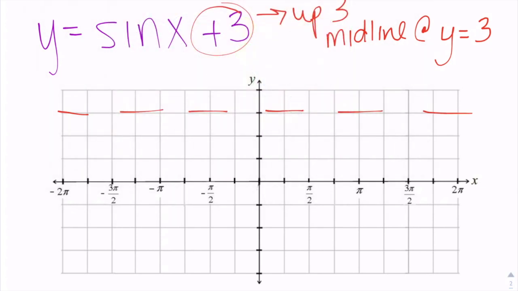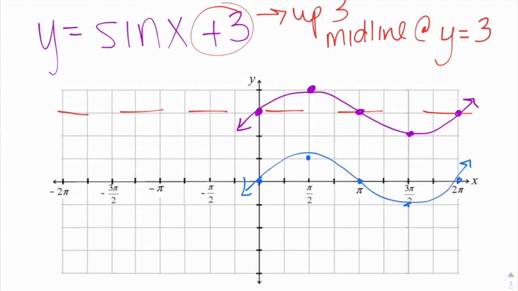Now we're going to draw the graph of sine using the same pattern. We're going to start at the midline, then go up, back to the midline, down, and back to the midline. Then you just connect with a smooth curve, and you have your graph. If I were to draw in our parent function really quick, you can see that all of these points just shifted up 3.